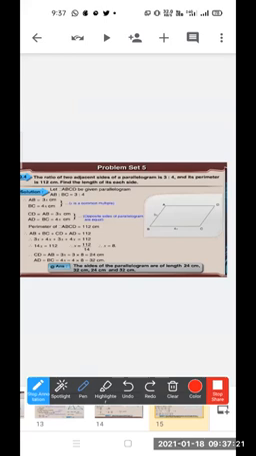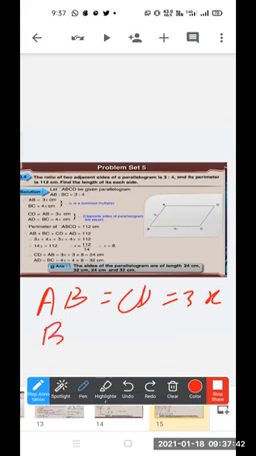We know that in a parallelogram, opposite sides are congruent and parallel. So here AB is 3x, and the opposite side CD is also 3x. Similarly, BC is 4x and its opposite side AD is also 4x.